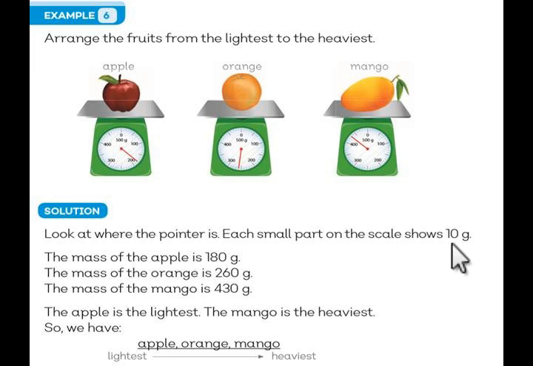Each small part of the scale shows 10 grams. So the mass of the apple is 180 grams. The mass of the orange is 260 grams. And the mass of the mango is 430 grams. So the apple is the lightest. The mango is the heaviest. So arranged from lightest, not heavy, going to the heaviest: apple, orange, and mango. So this is the arrangement from the lightest going to the heaviest.